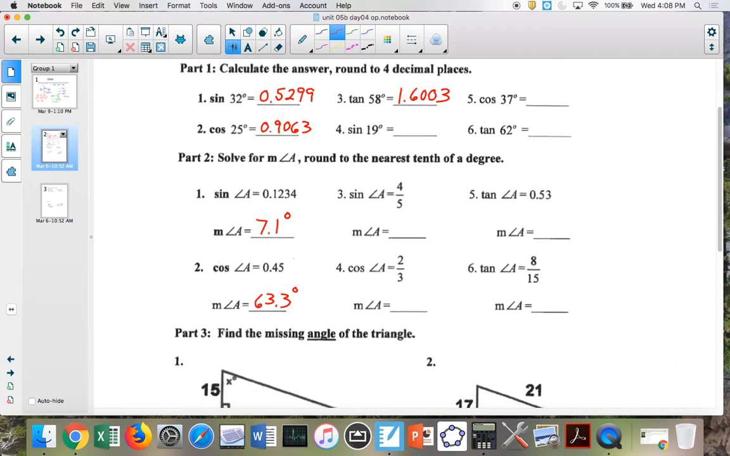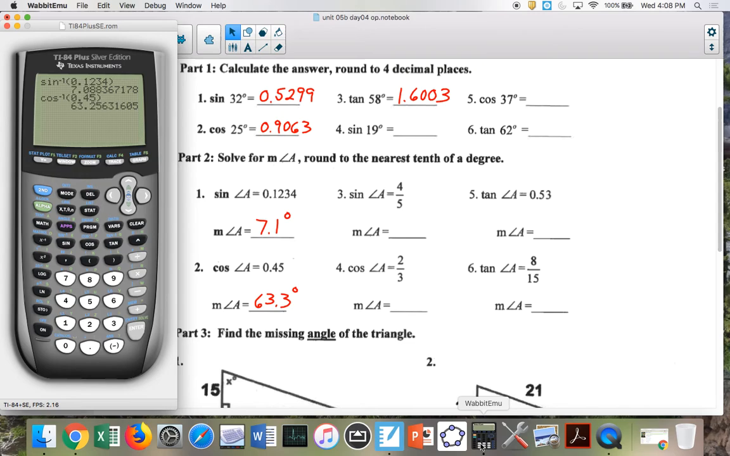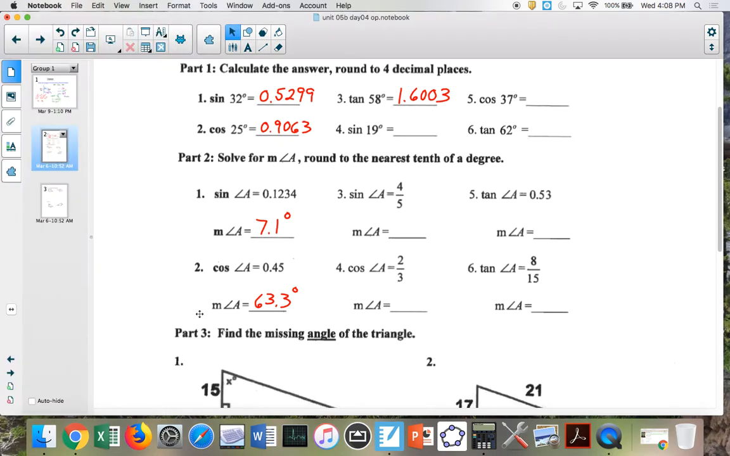Let's do one more. Let's do number 6. The tangent of an angle is 8/15. So I'm going to hit second tangent, and now instead of typing in a decimal, I'm typing in a fraction, 8 divided by 15. And we get 28.1 degrees. All right, so there's your first two parts.